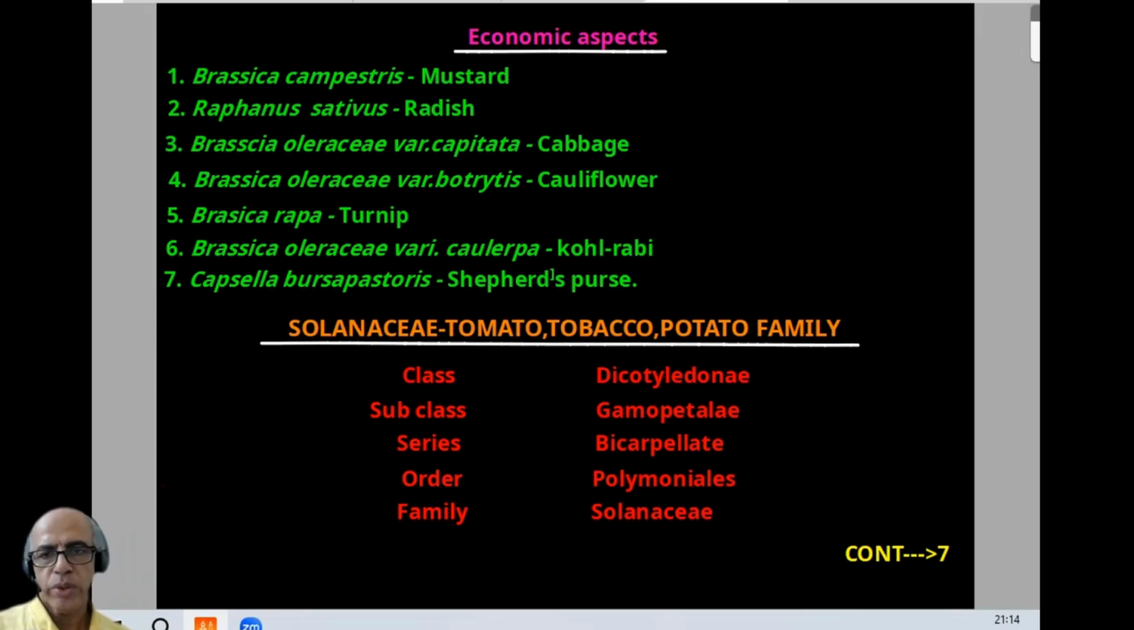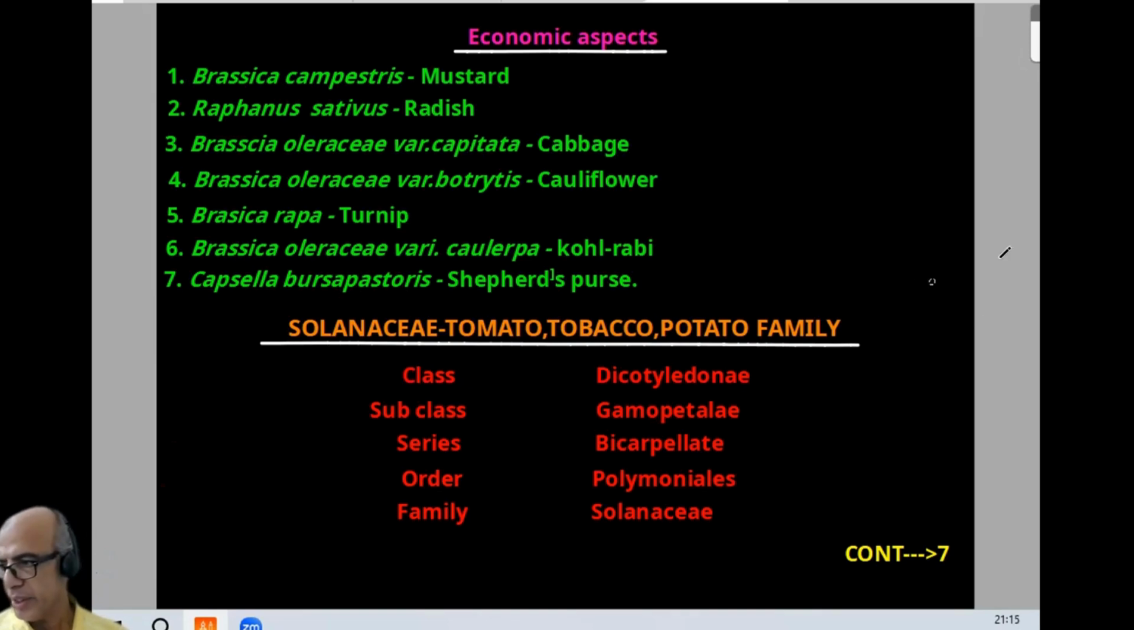Solanaceae, like Cruciferae, Brassicaceae, the mustard family, Solanaceae has synonyms like tomato family, tobacco family, potato family, because all belong to this family. Again, systematic position, class Dicotyledonae, subclass Gamopetalae, series Bicarpellatae, order Polemoniales, and family Solanaceae.